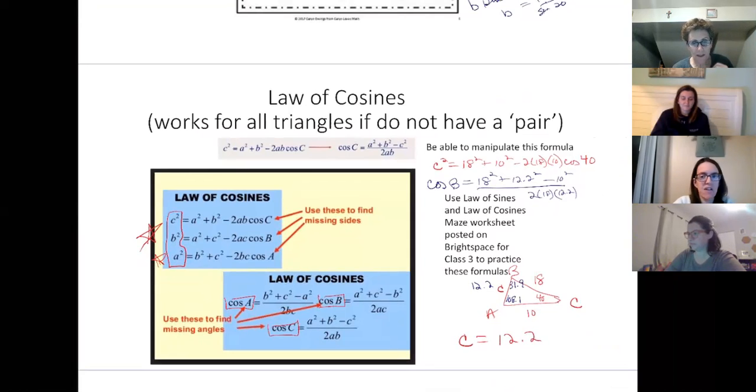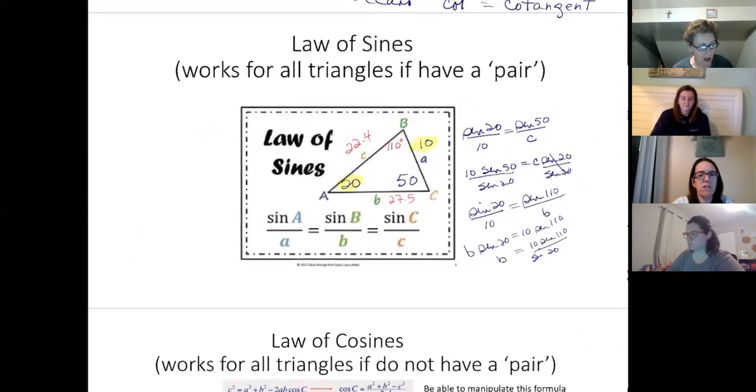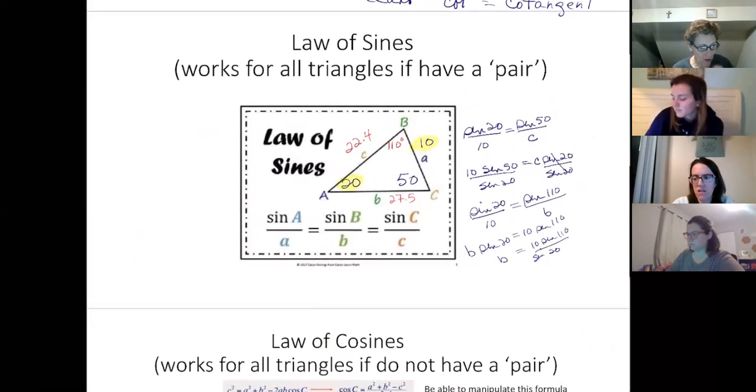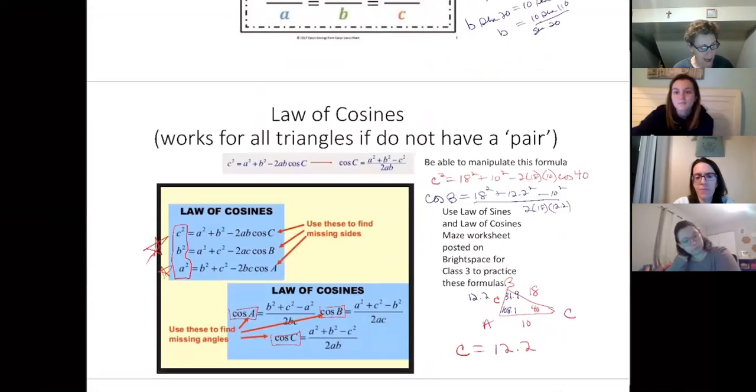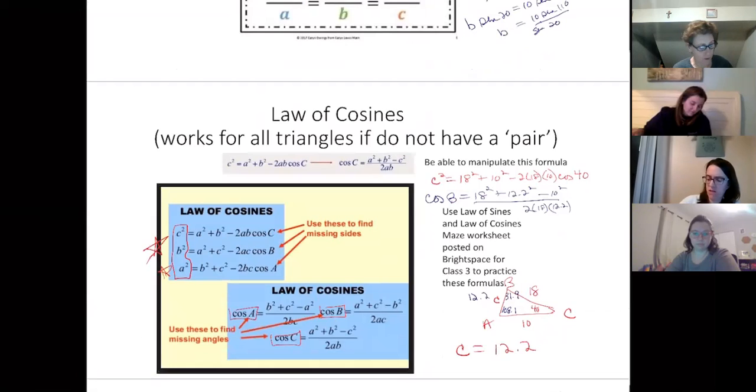So I'll always give you these formulas. So when trying to solve a non-right triangle, always look for the pair. If you have a pair, start going through law of sines. If you don't, set up law of cosines. Whenever you want an angle, you're going to have to do inverse trig. Whenever you want a side for these, you'll be taking the square root because that's how these sides are related.